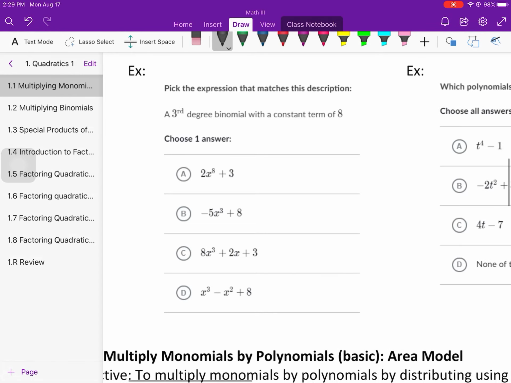So if we have a third degree binomial, we're looking for a power of 3. Well, that happens here, that happens here, and that happens here. Now we're looking for a binomial. So this one has 2 terms, and the other 2 don't have 2 terms. So our answer is B.